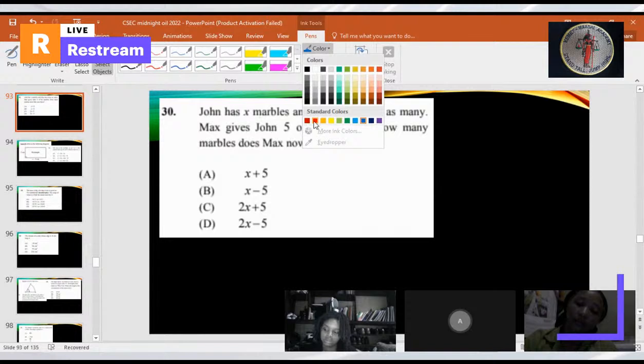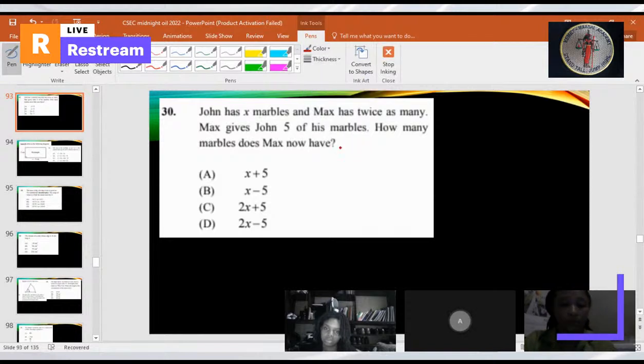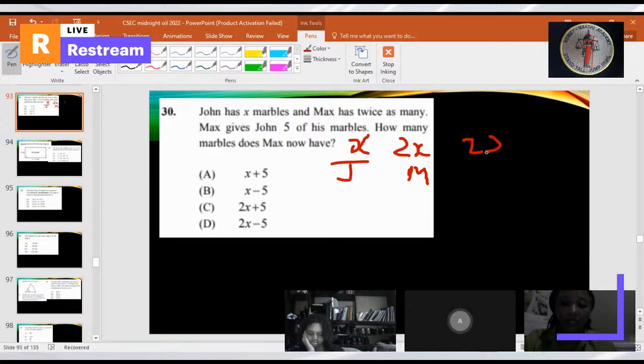So John's amount of marbles is X. They say that Max has twice as many as John, so 2x. And then John gives him 5 more, so 2x plus 5. So the answer is C, 2x plus 5.